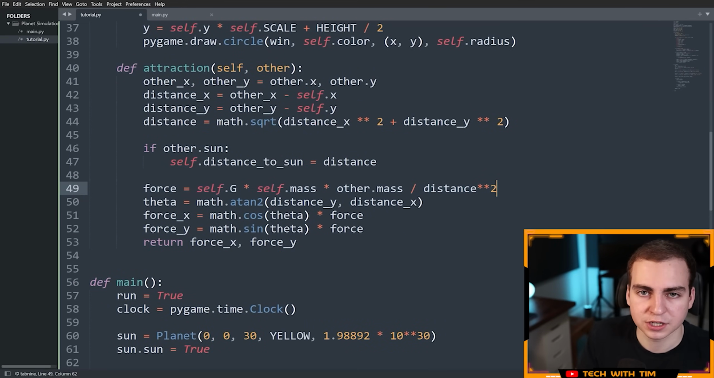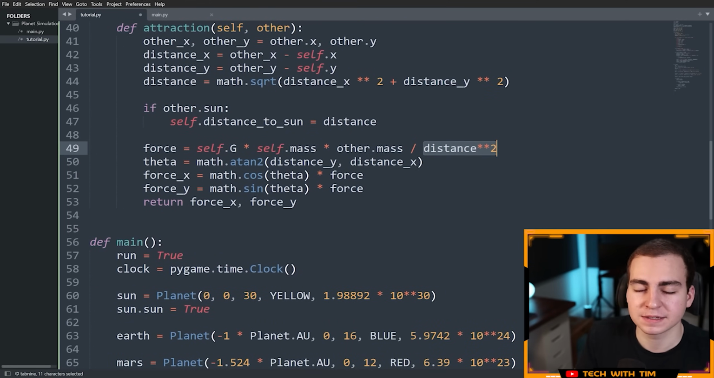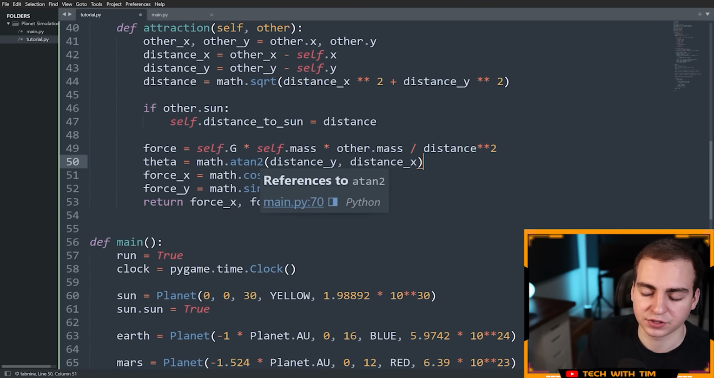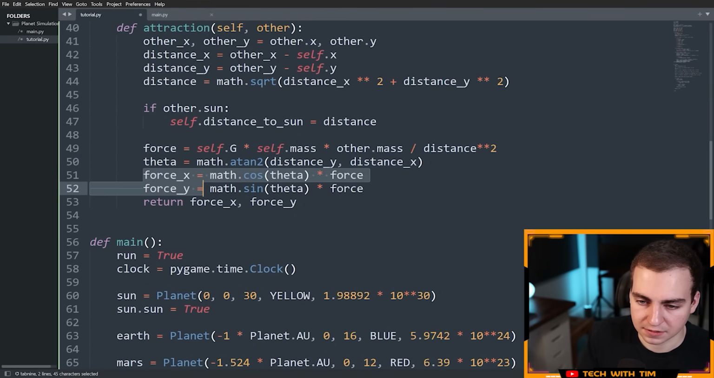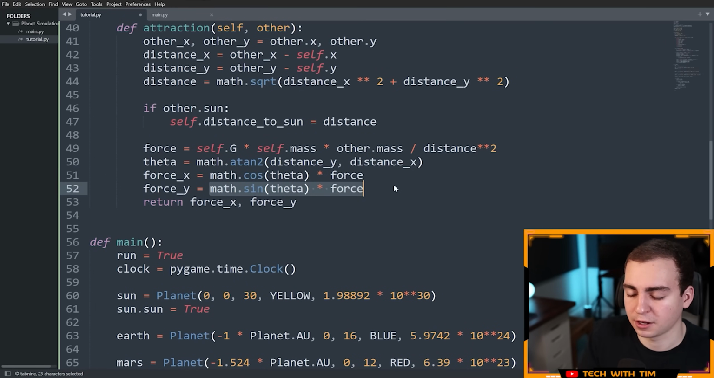Now, after that, we want to calculate the force of attraction. This is the force of attraction here. It's F equals G times m1 m2 over r squared, multiplied by the gravitational constant G. So that's self.G times mass multiplied by other mass over distance squared. Then we want to break this force down into the two components, the x force and the y force. So we first need to calculate the angle. We say math.atan2 of the distance y over distance x gives us the angle that we want. Then the force x is equal to math.cos of theta multiplied by force, and the force y is equal to math.sin of theta multiplied by the force.